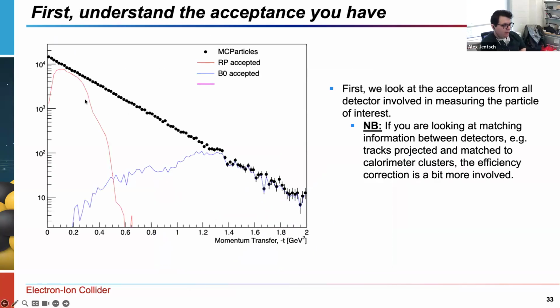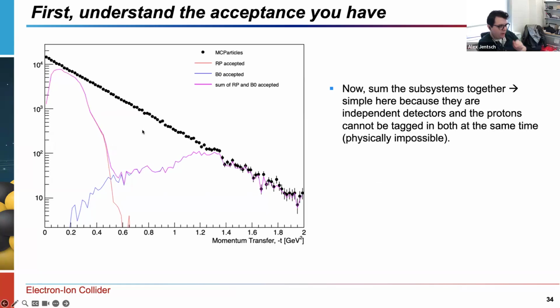And so if we're looking at the acceptances, now we're looking just at the t-distribution and just at the acceptances, so there's no smearing here. And then of course, like I said, you also have to think about matching information together if your detector requires it. And so what we can do in this case is simply sum the information together in this magenta curve now. The reason we can do that here is because the protons can't be in both detectors simultaneously. It's physically impossible.